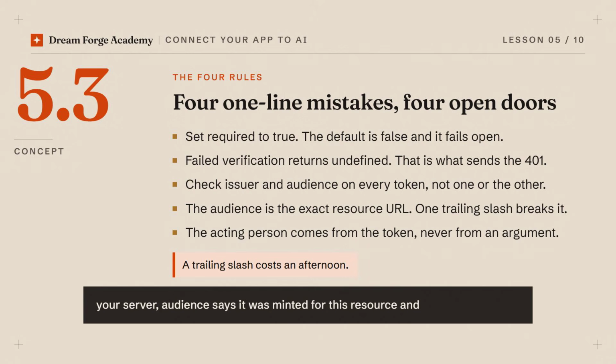Issuer says the token came from your server, audience says it was minted for this resource and not a sibling one. And take the acting person from the token. A tool argument is just a string, and the text that triggered the call may be a web page or an email the person never wrote.